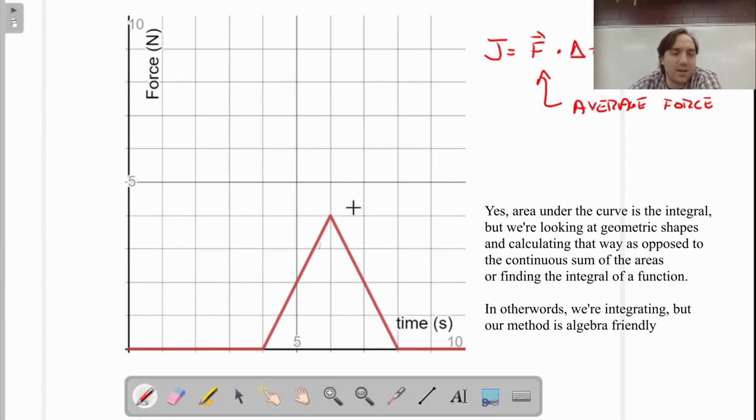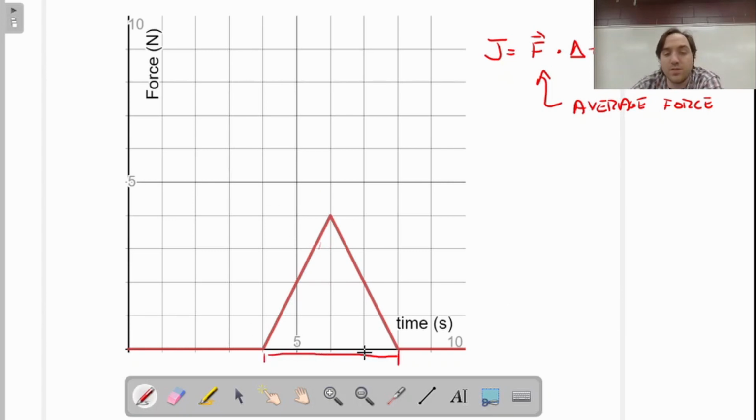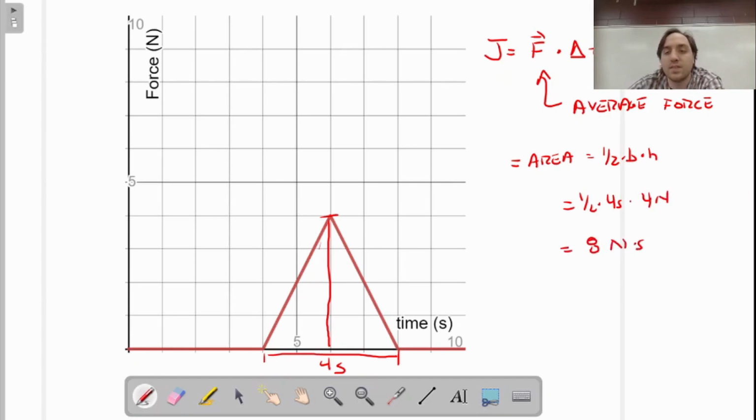All I need to do is take the area of this impulse provided to an object, and I'll be able to calculate the value. So in this case, the triangle is 1, 2, 3, 4 seconds wide, 1, 2, 3, 4 newtons tall. So the impulse would be equal to the area, which for a triangle is 1/2 times base times height, which is 1/2 times 4 seconds times 4 newtons, or 8 newton seconds.